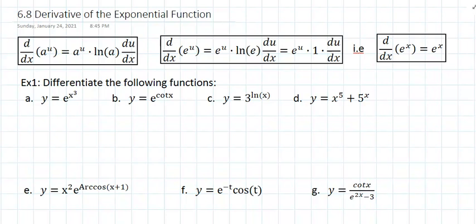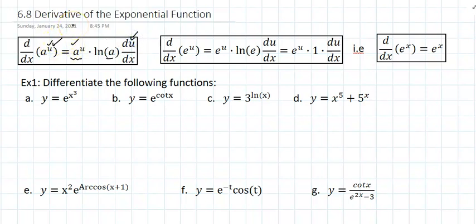Section 6.8 talks about derivatives of exponential functions. So, the derivative of an exponential, where an exponential is a number raised to a variable in which that base is bigger than 0 and not equal to 1, is the exponential itself times the natural log of the base, and by the chain rule times the derivative of the exponent.